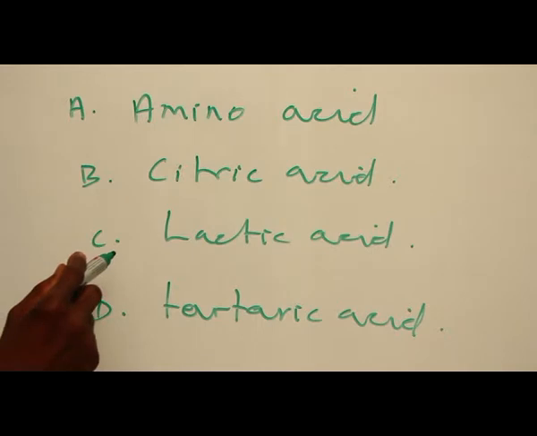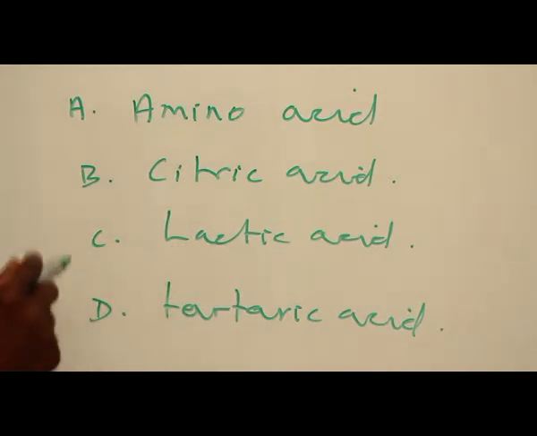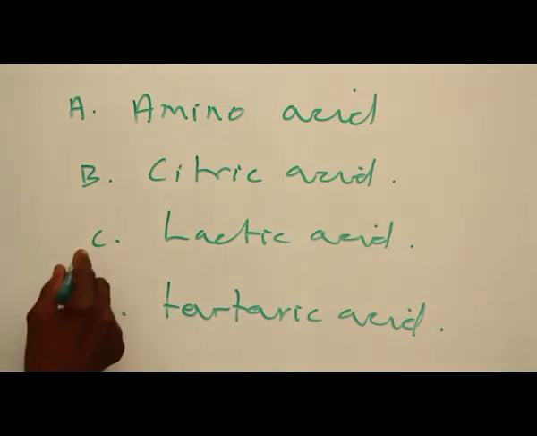C. Lactic acid. Lactic acid is the acid that is contained in soured milk. Tartaric acid is contained in grape. So the correct answer is C, because lactic acid is contained in soured milk.